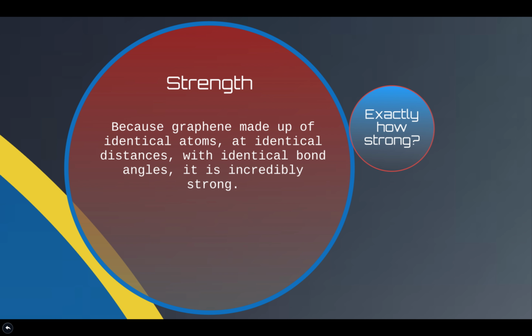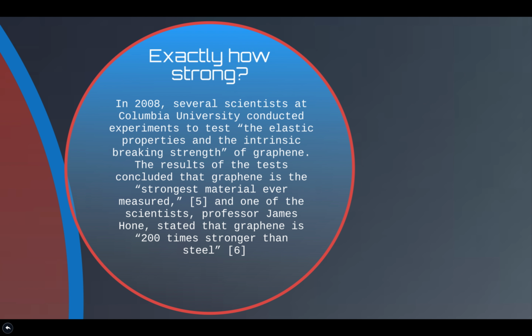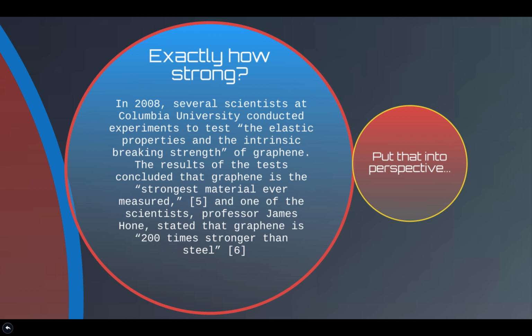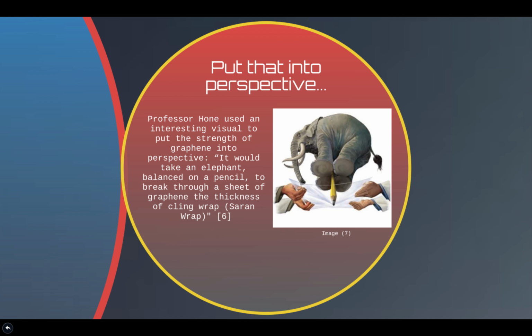So how strong is graphene? Well, in 2008, several scientists at Columbia University tested the strength of graphene and found it to be the strongest material ever observed. Professor James Hone called graphene 200 times stronger than steel. To put that into perspective, Professor Hone used this visual, stating that it would take an elephant balanced on a pencil to break through a sheet of graphene the thickness of saran wrap. So this is an extremely strong material.